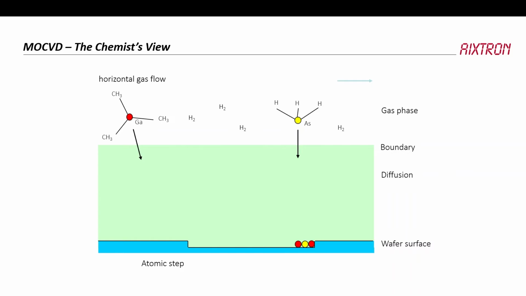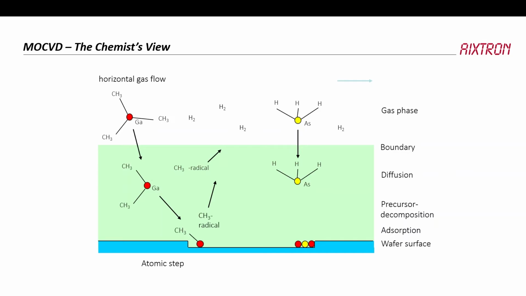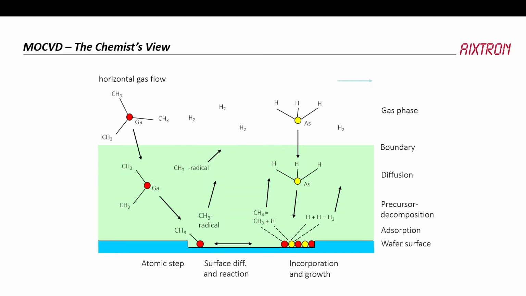So arsine and trimethyl gallium will move into this boundary layer, and for instance, trimethyl gallium will lose a CH3 radical, and what you end up with is a dimethyl gallium. This will move further down to the surface and change to a monomethyl gallium, which is still quite movable on the surface, so it's still able to actually move around and find a nice place to incorporate. And same thing will happen with the arsine, and then the final reaction takes place.